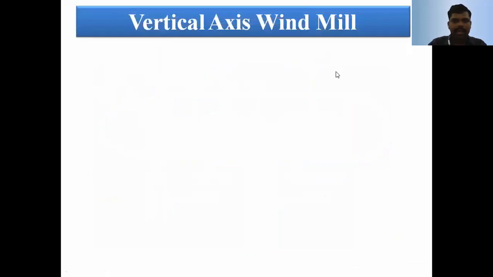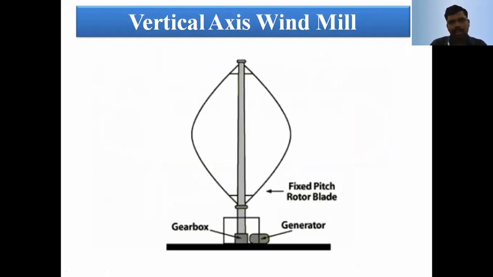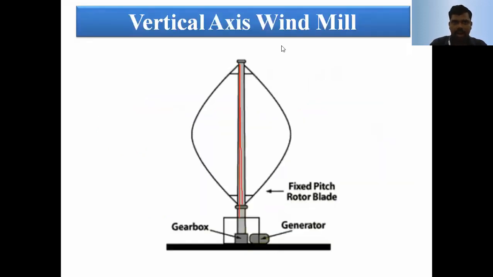And another one, the vertical axis windmill. The vertical axis windmill is similar to the horizontal axis windmill, but the shaft position is vertical. That's why it is called the vertical axis windmill. But in the horizontal axis windmill, the shaft position is horizontal. In the vertical axis windmill, the structure is short, but in the horizontal axis windmill, the structure is tall.